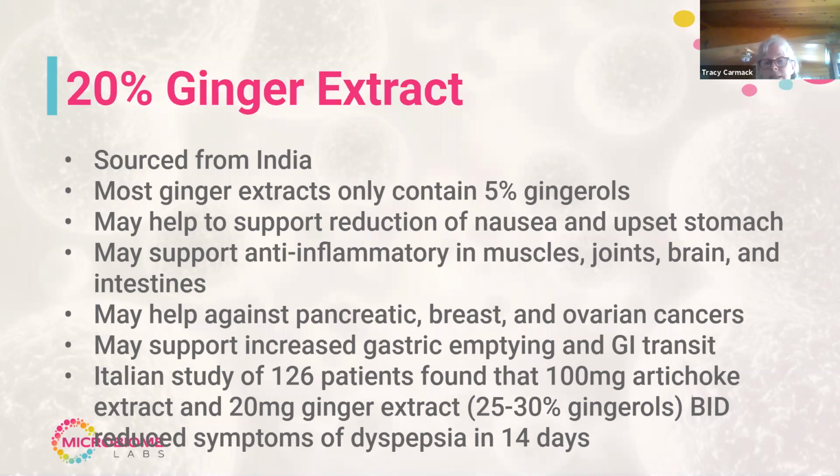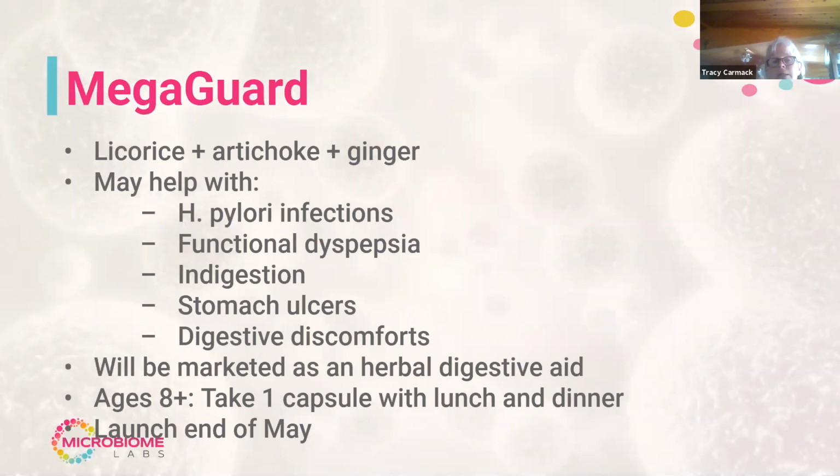It may support increased gastric emptying and GI transit. This is, again, well established. It's why it helps with nausea and helps with transit time and motility. Again, based on an Italian study that is a drug in Italy. And that study showed that it reduces symptoms of dyspepsia in 14 days. So we've got, again, the product formula: licorice, artichoke, and ginger. We're looking to recommend it for those with H. pylori, functional dyspepsia, indigestion, stomach ulcers, digestive discomforts.